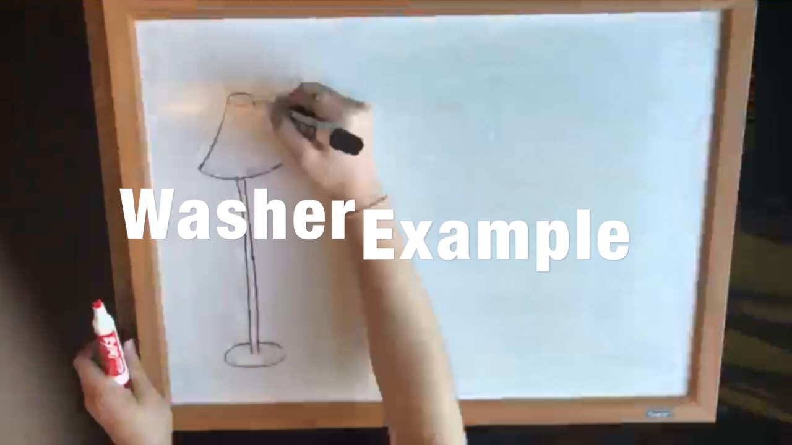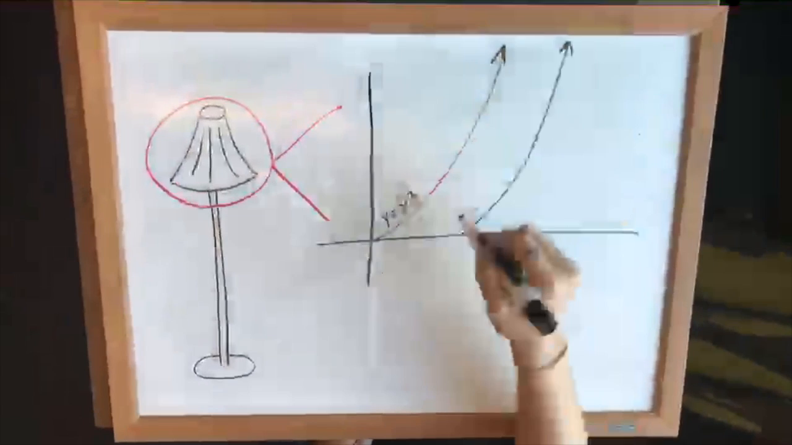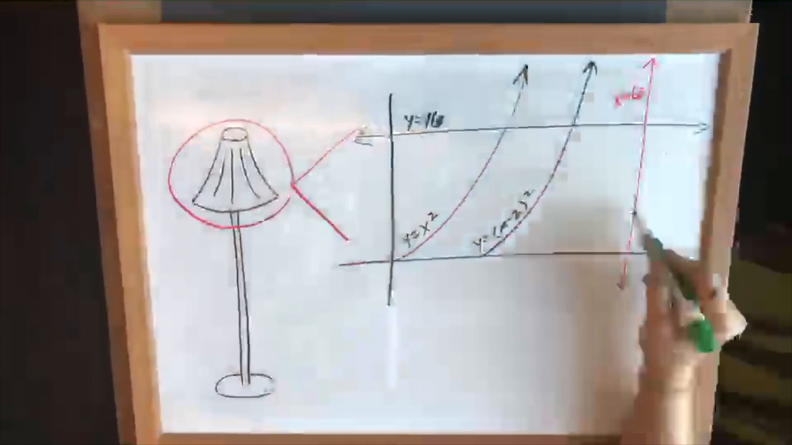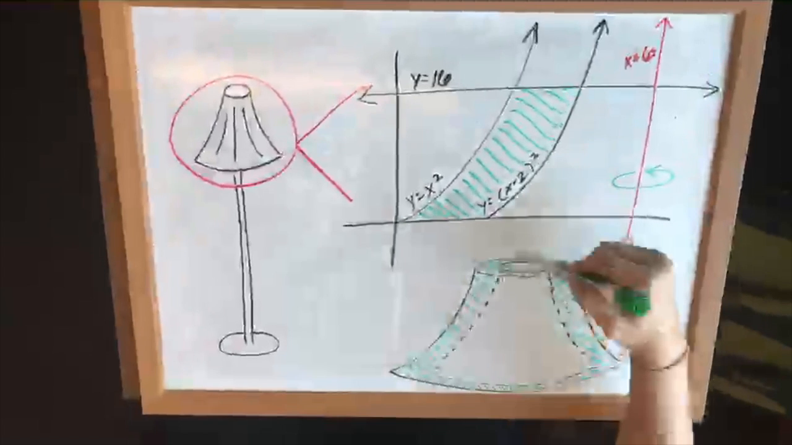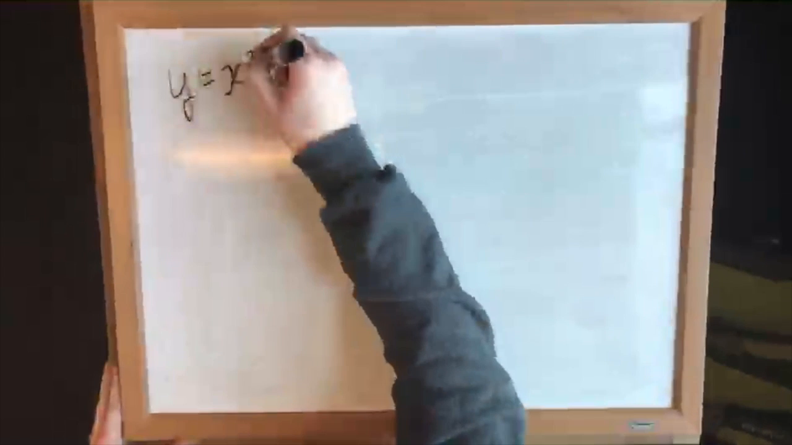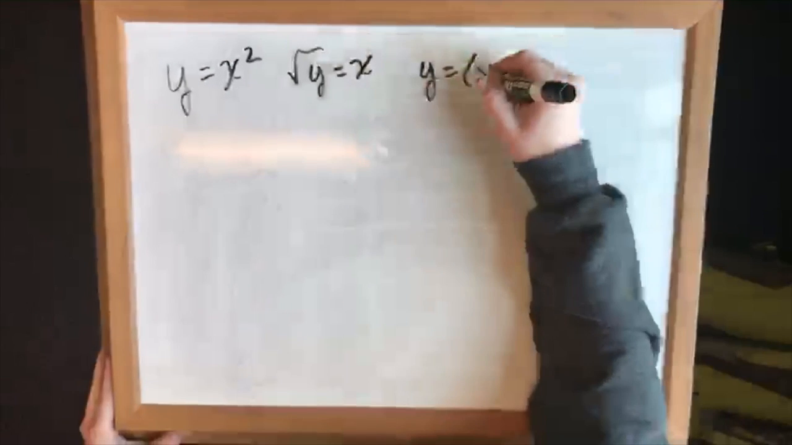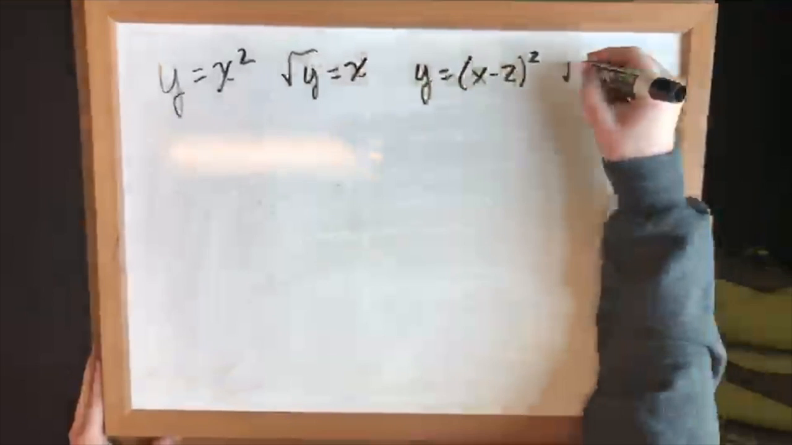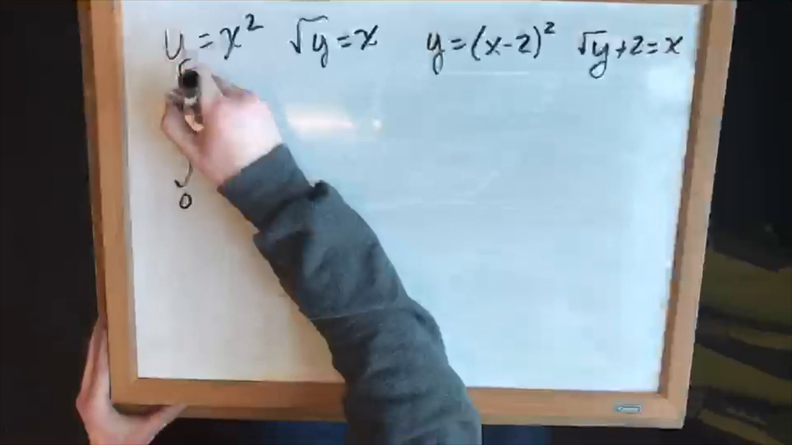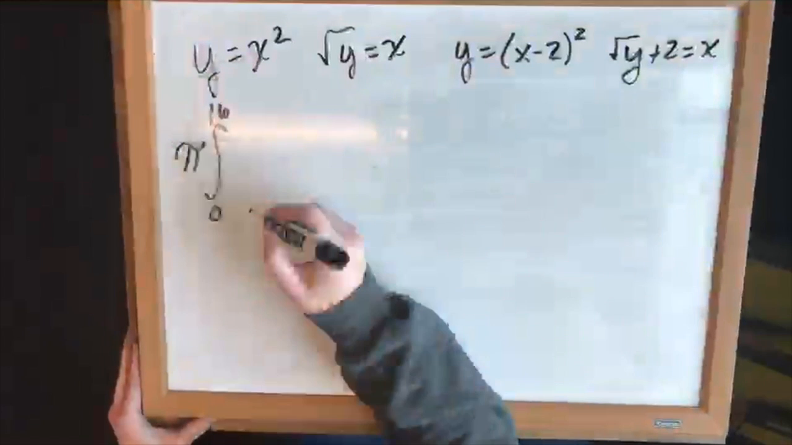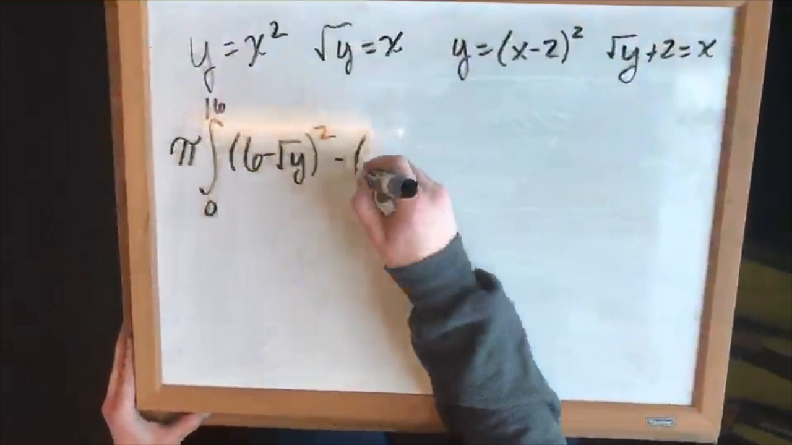Let's say we wanted to know the volume of a lampshade. For this example, we will be using the areas between functions y equals x squared and y equals x minus 2 squared, bounded by the x-axis and y equals 16. This will then be revolved around x equals 6. Because it is revolving vertically, our functions must be set in terms of y. So this will change from y equals x squared to x equals the square root of y, and y equals x minus 2 squared to x equals the square root of y plus 2.